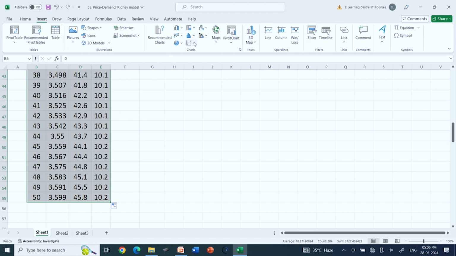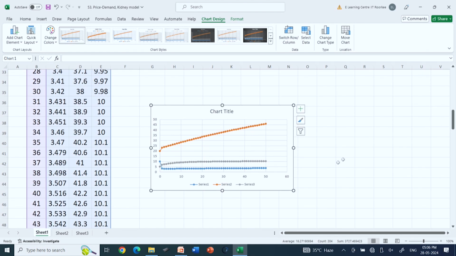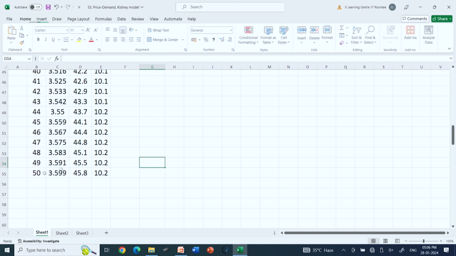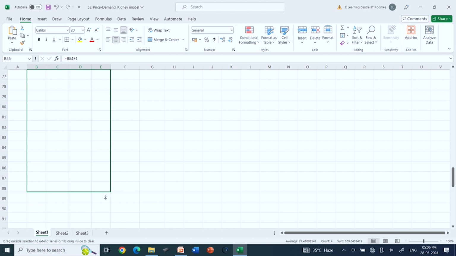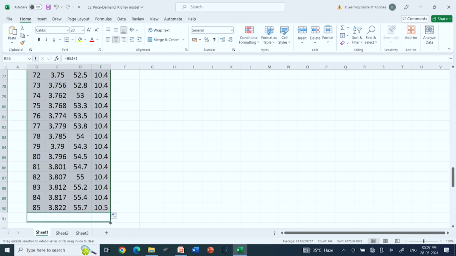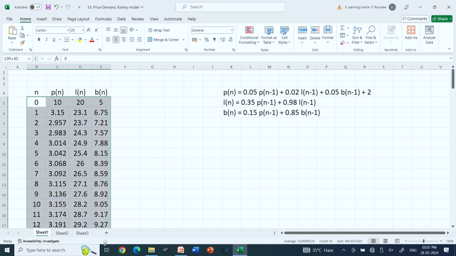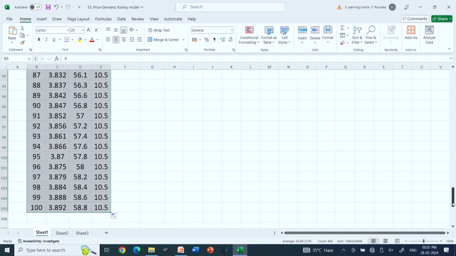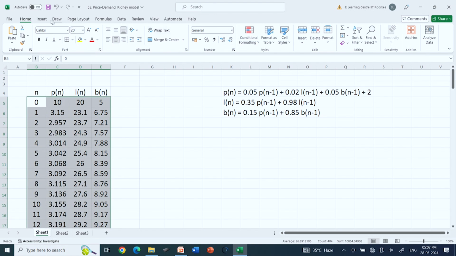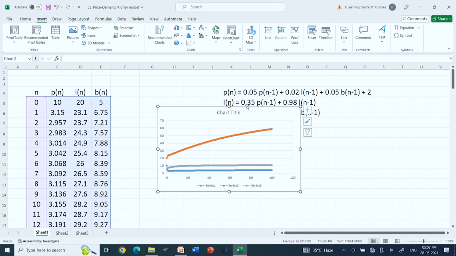So go to insert, go to the chart and give the chart. As you can see, they are slowly approaching the equilibrium values. If you want to have the whole set, you just drag to some more values, say up to 100 of them. Okay, let's draw this one. So I highlighted 100 values and then go to insert, go to this chart and calculate this.